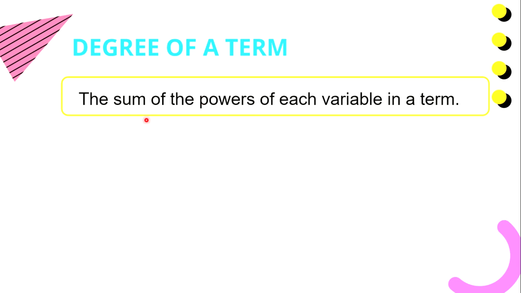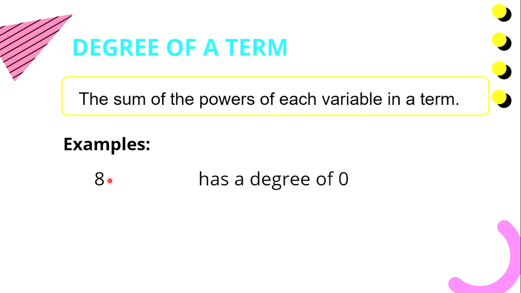Let's discuss first the degree of a term, meaning just one term. This is the sum of the powers of each variable in a term, or the sum of the exponents of the variables. Examples. We have here 8. We all know that 8 is a constant, and as you can see, there is no variable. Therefore, the degree is 0. Second example, we have 5x. Looking at the variable, the exponent of x is 1. There's always an invisible 1 here. Therefore, it has a degree of 1.